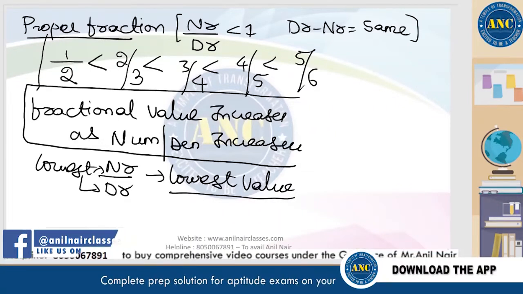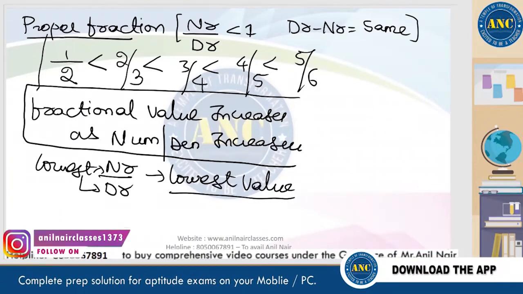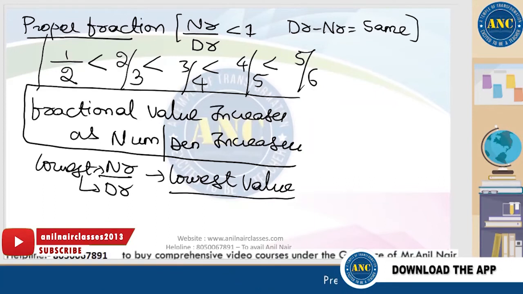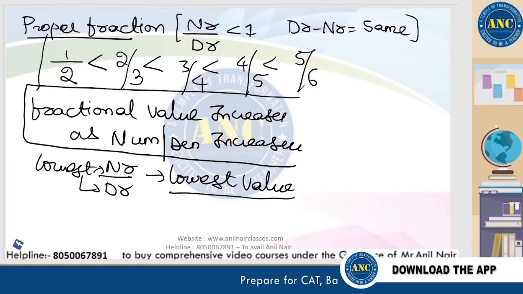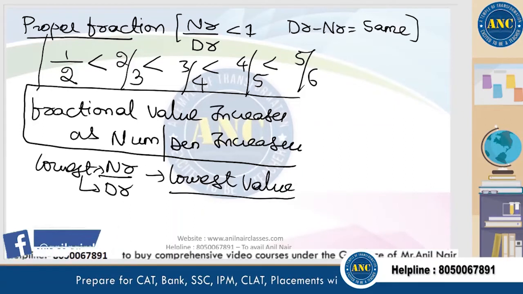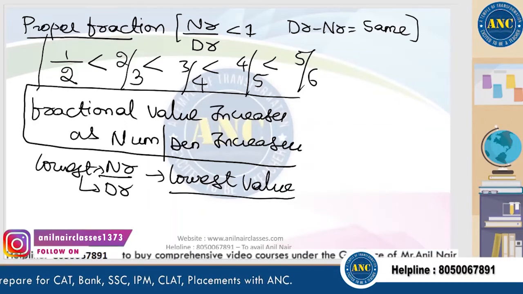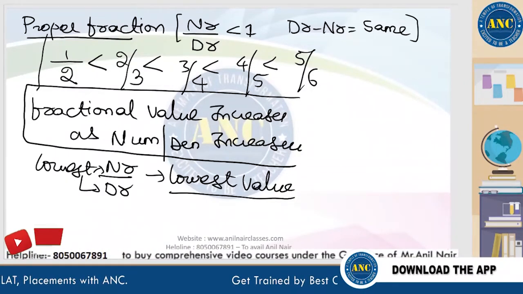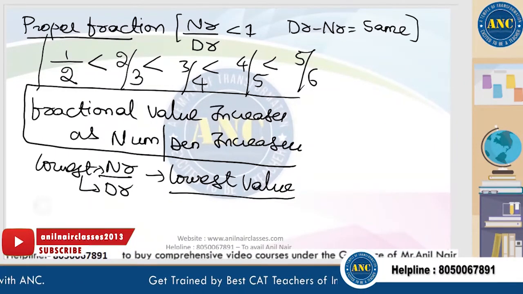This is for a proper fraction. Every concept which I explain at the beginning of the class will be useful as the class progresses. You will see some important concepts which I am using. Proper fraction: numerator is less than denominator. In a proper fraction, the lowest numerator and lowest denominator give the lowest value. Next point.